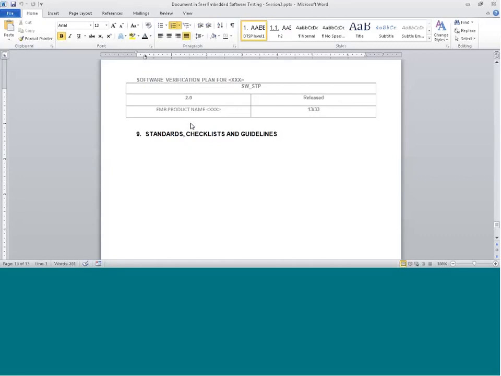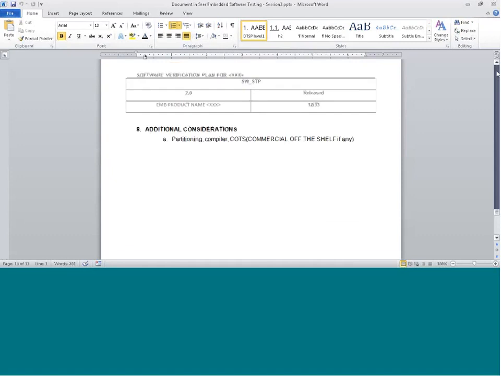Last but not least are the standard techniques and the guidelines. As I said, these are some of the process elements that need to be adhered to for doing the embedded system testing. We will go through them separately in the next slide.